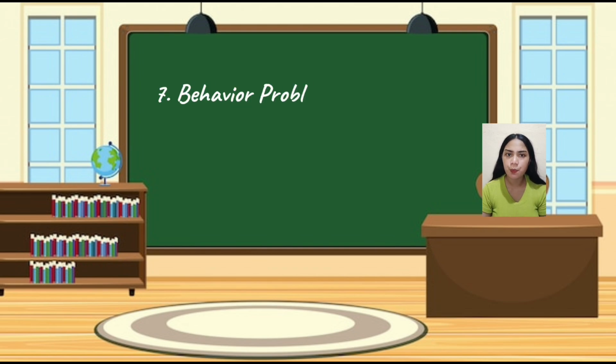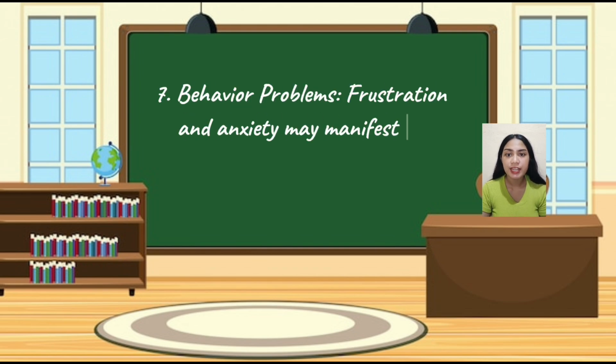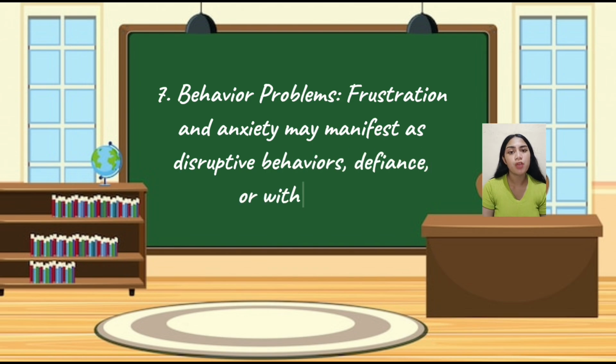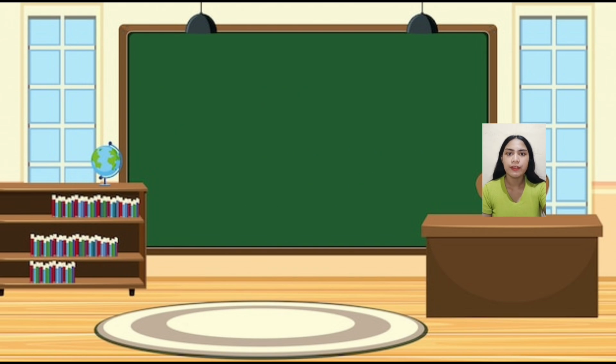Seventh, behavior problems. Frustration and anxiety may manifest as disruptive behaviors, defiance, or withdrawal. These behaviors are often coping mechanisms to mask their struggles and avoid situations where they feel inadequate. The combination of low self-esteem and behavior problems can create a cycle where academic difficulties and negative emotions reinforce each other, making intervention more challenging.